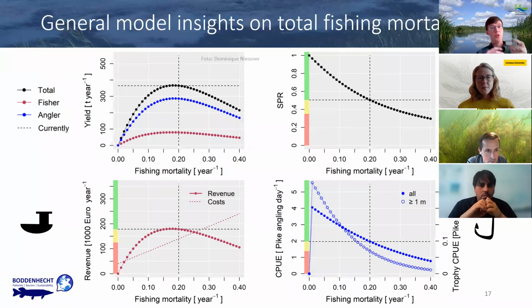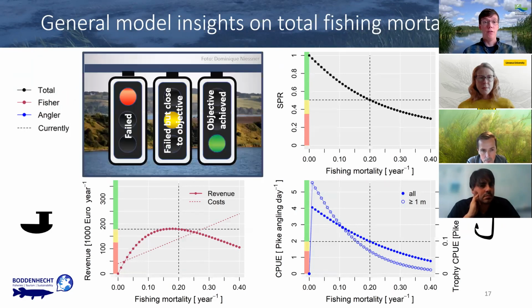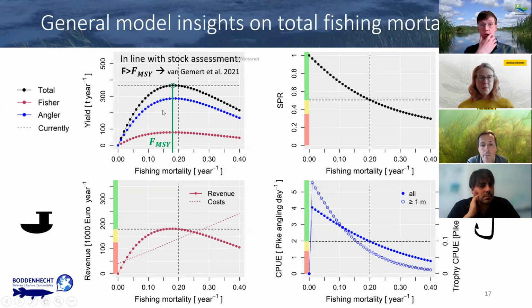Before we go into details on certain management options, I want to give you some general model insights so that you have a broader picture. What we can see here is the effect of fishing mortality. Currently we have a fishing mortality of 0.2. Then you can see the yield in tons per year, the total amount and the amount of angler fisher, and you see that it is a scenario where we have dominance of the anglers in relation to the removals. In line with the stock assessment, the model predicts that currently we are above the FMSY, so slightly growth overfished.